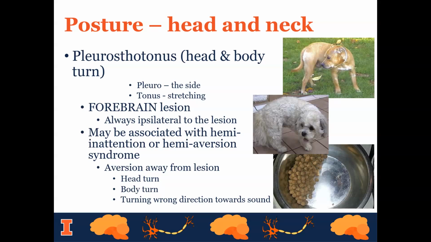And every once in a while, this comes with some other weird behaviors, like turning all the way around to a sound to that direction, or only eating food on that side of the bowl as well, because they're turning towards a part of the world that they can see and sense very well. And in this disease, they have trouble seeing and sensing the other side. So that's why we can sometimes see this weird stuff, is because they can't sense that other half of the food bowl.